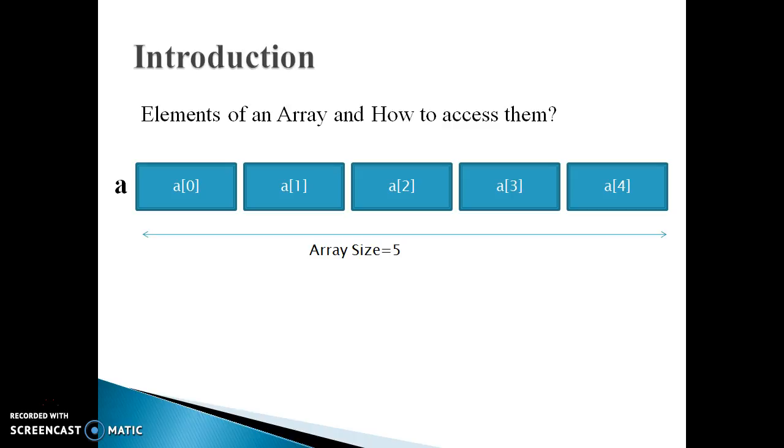The key point to remember is that arrays have 0 as the first index, not 1. If the size of an array is n, to access the last element, the n minus 1 index is used. In this example, a of 4 is the last element.